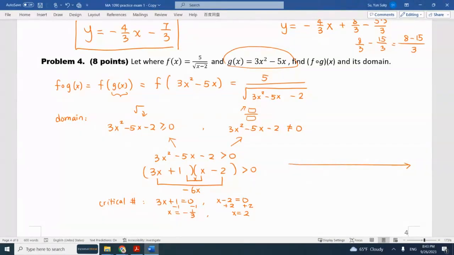Real number line and the critical numbers negative 1/3 and 2. Because it's greater than, we put open circles. If you see greater than or equal, then you put solid circles on the critical numbers. Okay? And then you look at the leading coefficient. What's the leading coefficient? If you know the answer, type it in the chat.